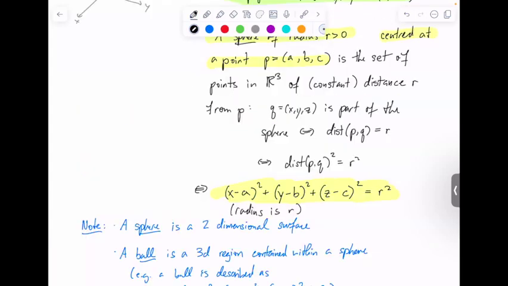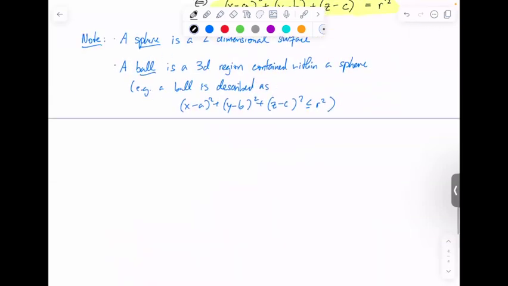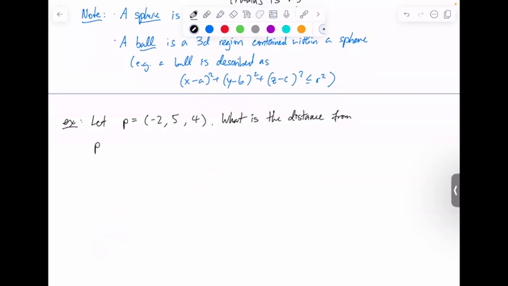All right, let's do some practice to familiarize ourselves with what's going on here. So let's say I have a point here. Let P be the point (-2, 5, 4). What is the distance from P to the following: A, the xy plane, B, the xz plane, and C, the yz plane?